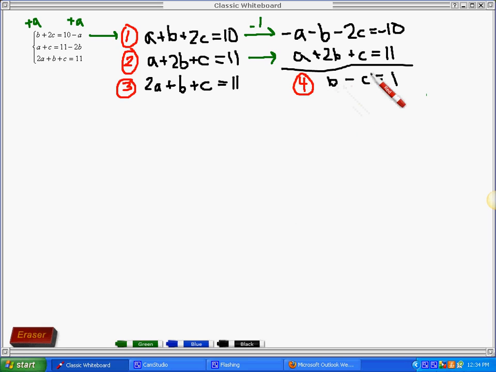And it's a new equation called equation 4 with only b and c. Now I can't solve this for b or c yet because there's 2 variables in it. What I need is one more equation with just 2 variables in it. So, for example, if I take equations 1 and 3 now, I can still eliminate the a's, but I would need to take equation 1 and multiply it by negative 2. If I multiply it by negative 2, then I would get negative 2a, which would cancel with the positive 2a in equation 3.